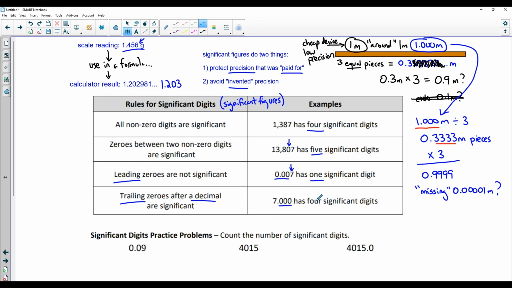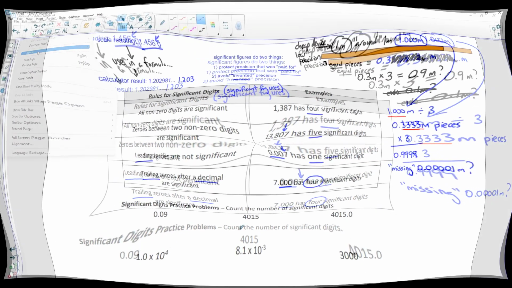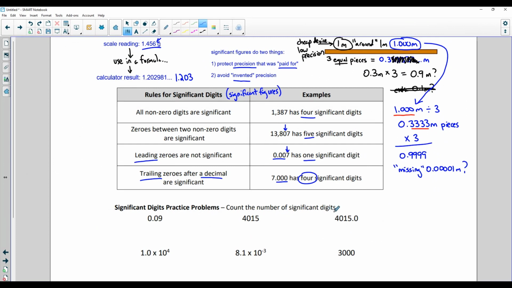And so this number right here has 4 total significant digits. Now I realize I cut off part of the problem, so let me fix the board real quick. Now for this practice, we're just going to count the number of significant digits. So I'm going to do a couple of these and then ask you to try the rest yourself.